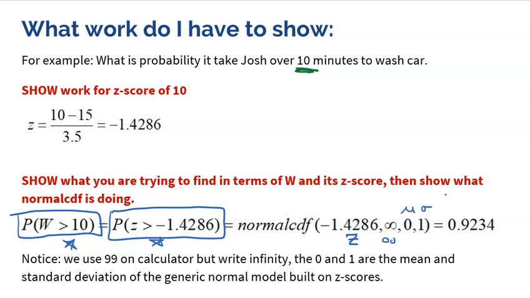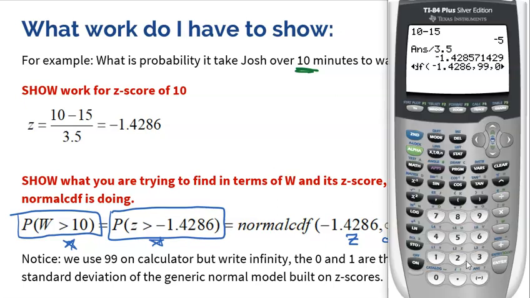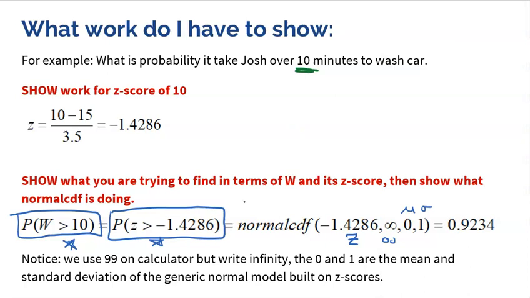You just have to rewrite it. Then, once you hit enter, boom, there's your answer, 0.9234. Obviously, write that down. So, I know you're like, what? This is going to take a while. But it's really not, guys. It goes fast. So the first thing you have to show is how to find your z-score.